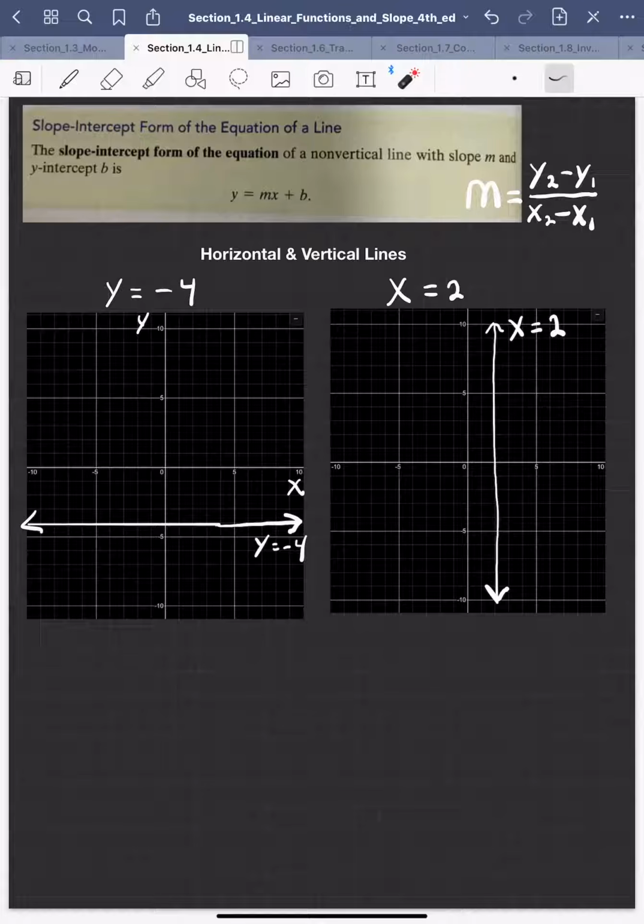So what's the takeaway? How about the super informal: if you're missing one of your variables, like this equation's missing the x, this equation's missing the y, how about your mindset is it's going to be either a vertical or a horizontal line. How's that? And if you have y equals, it's horizontal. If you have x equals, it's vertical. Now let's actually talk a little bit about the slopes of horizontal and vertical lines.